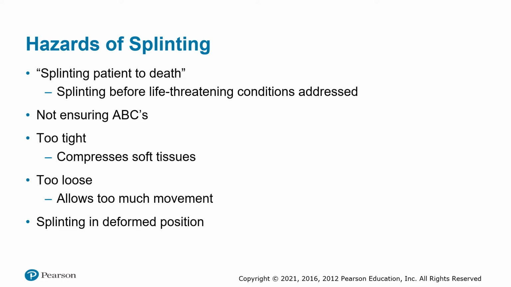Okay, so there are some hazards of splinting. You can splint to death, where we are splinting before any kind of life-threatening condition is addressed, so not ensuring those ABCs. You can splint too tightly, where it compresses the soft tissues and you lose your PMS, or you can splint too loosely, that allows too much movement of the injured site. And then splinting in that deformed position. We don't want to splint in a deformed position.